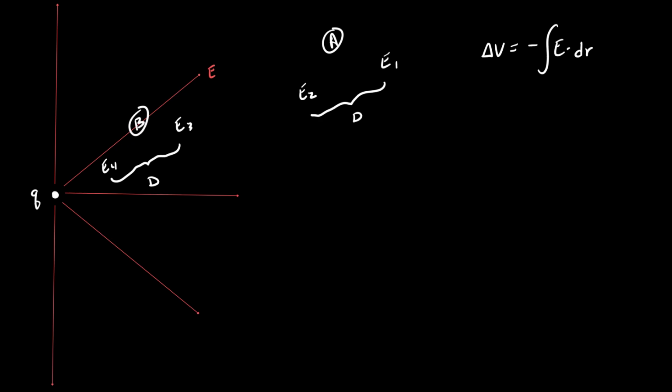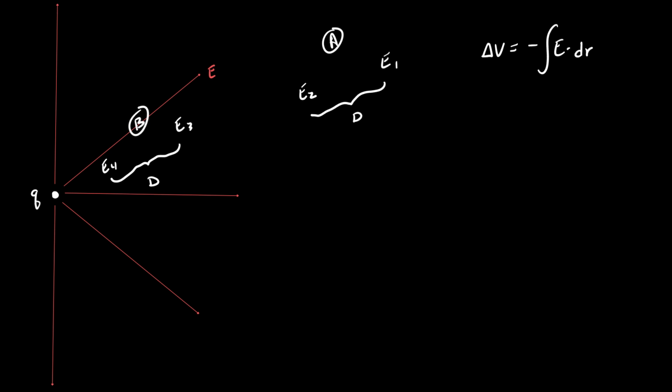B is a bigger change in the field, so I think I'm going to have a bigger change in energy if I travel along B as opposed to A. So I don't think my equipotentials are going to be uniformly spaced. I think as I get closer to this charged particle, they're going to get very closely spaced as the electric field gets bigger and bigger and bigger, right?